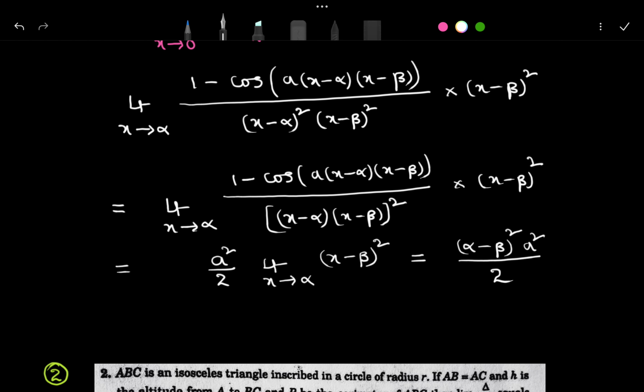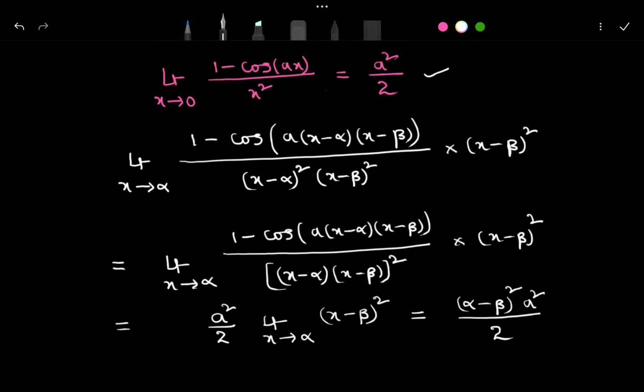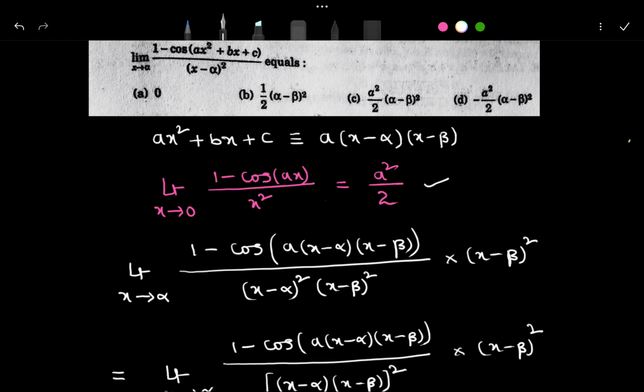Okay, I hope that everybody is clear on this one. See which is the correct option in this one. C is the correct option. What is the correct option? C is the correct option.